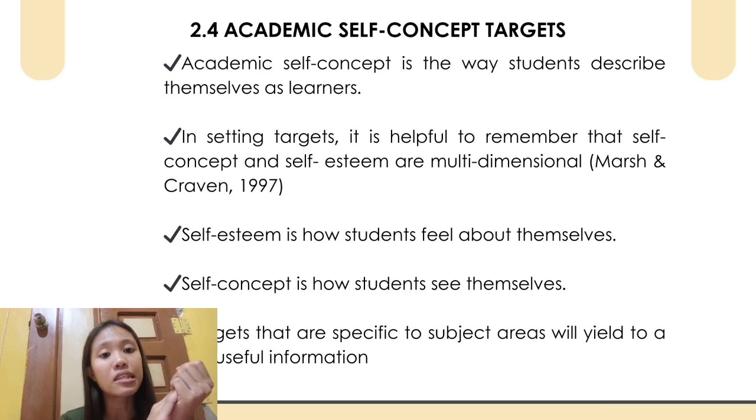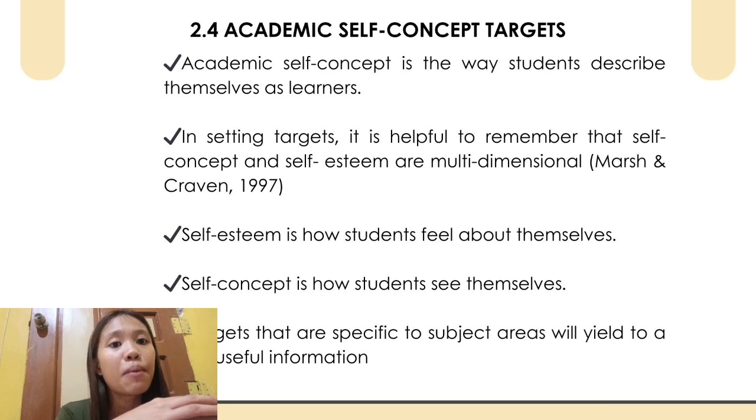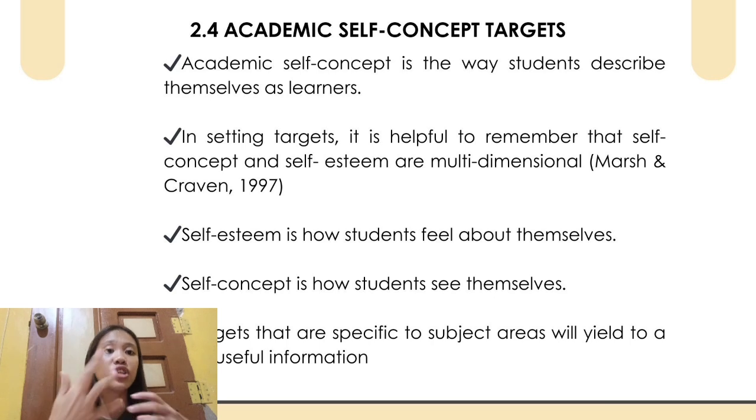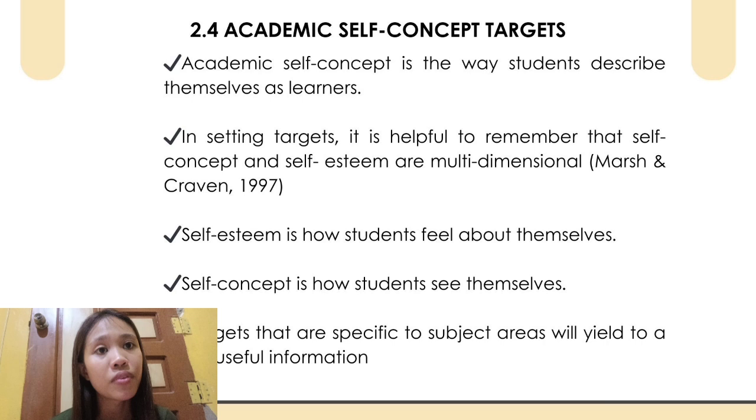For example, a student might feel confident in math but less so in writing. The third one is self-esteem, which is how students feel about themselves overall, their general sense of worth and value. Next is self-concept, which is how students see themselves, their beliefs about their characteristics, abilities, and capabilities.